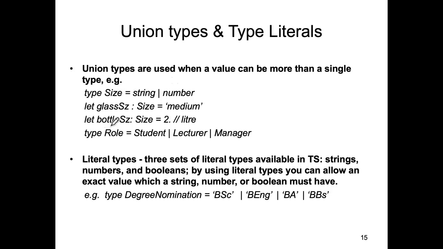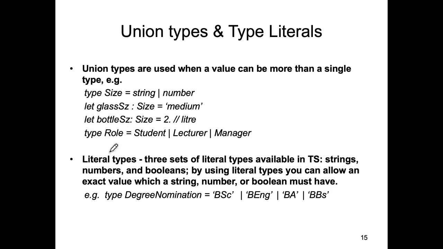Second example, defining a role type for myself. Let's assume that I've defined a student type, a lecturer type and a manager type somewhere else in my code base. So we're not just restricted to primitives here. We can use custom types as well. So role is another example of what's called a union type in TypeScript. That was a bit like our contact in the previous example.